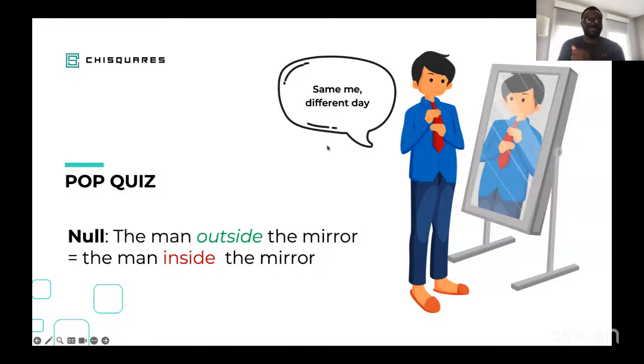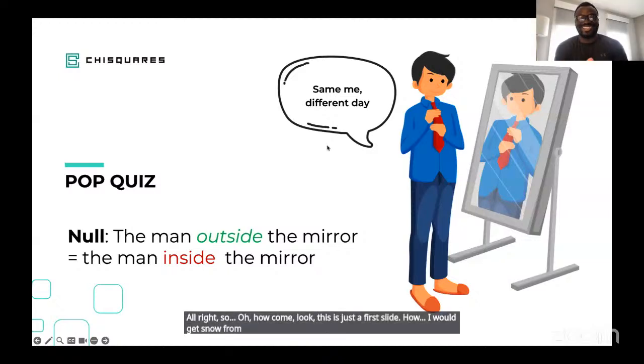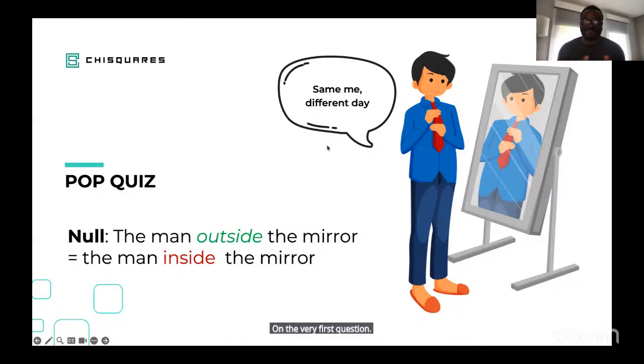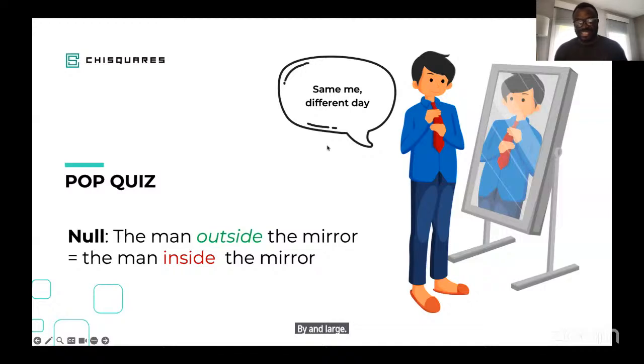All right, so look, this is just the first slide. How are we getting off on such a rough terrain on the very first question? I did not expect this would be any controversial issue. Oh, please, don't. You guys are reading too deep into it. Forget about the color hues and all, right? Does it look the same? It's not a deep philosophical question. But by and large, do they look the same? Yes, they look the same.